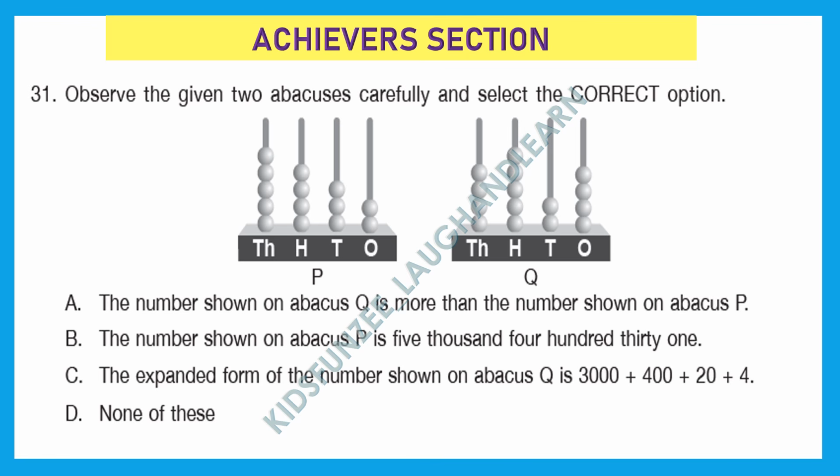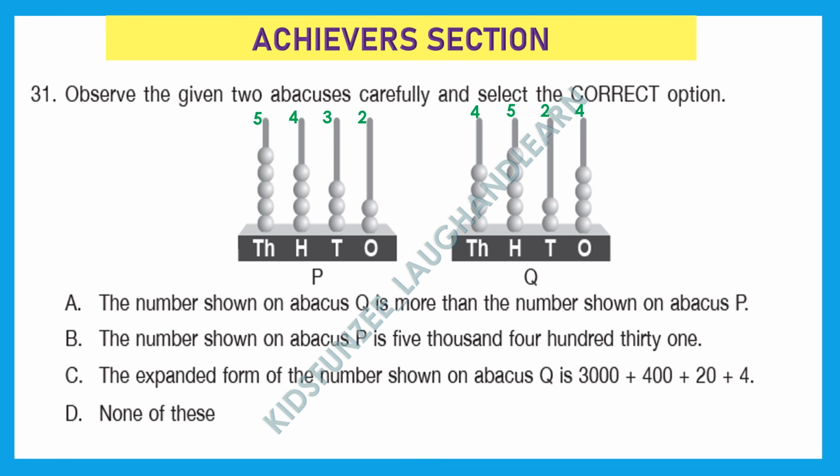Moving to the achievers section. Question 31. Observe the given two abacuses carefully and select the correct option. Let's see what is P. P is 5432. Q is 4524. Okay, fine. Let's see now.